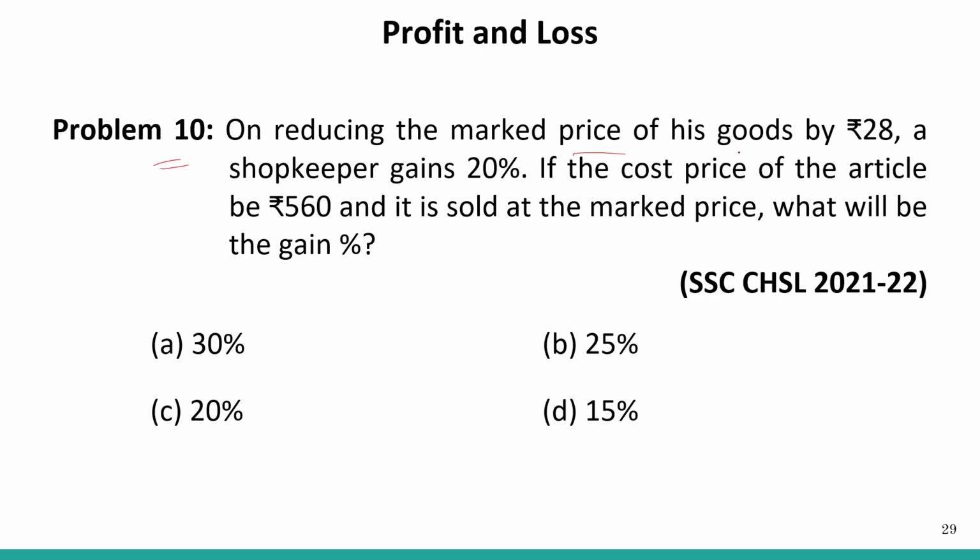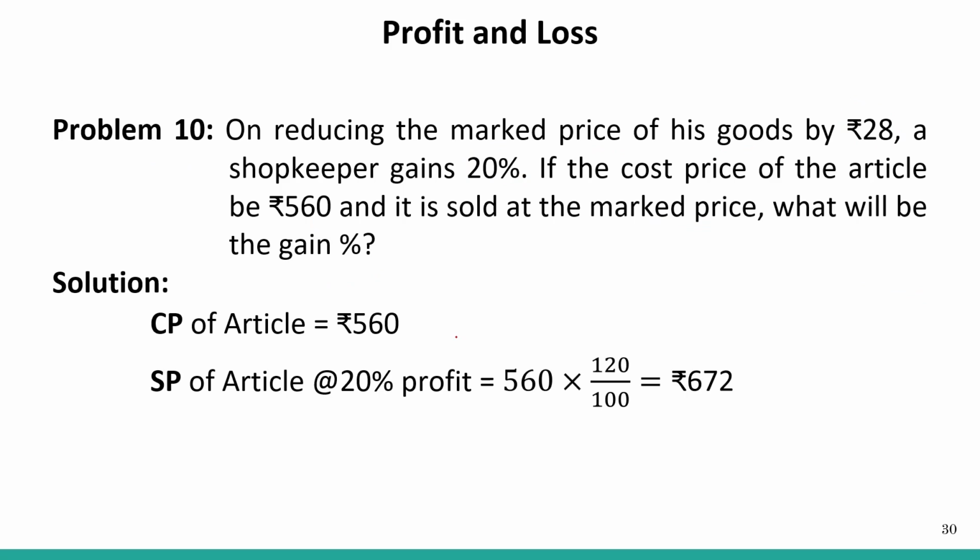On reducing the marked price of goods by 28 rupees, a shopkeeper gains 20%. So if the cost price of the article is 560 and it is sold at the marked price, then what will be the gain percentage? So is it 30%, 25%, 20% or 15%? So this question has appeared in the SSC CHSL 2021-2022 paper.